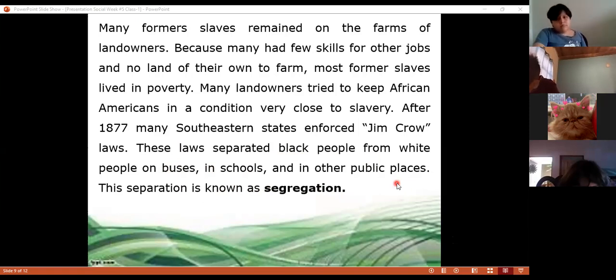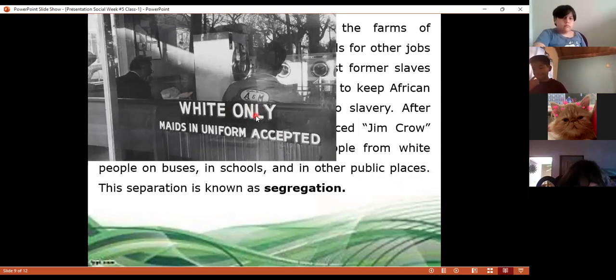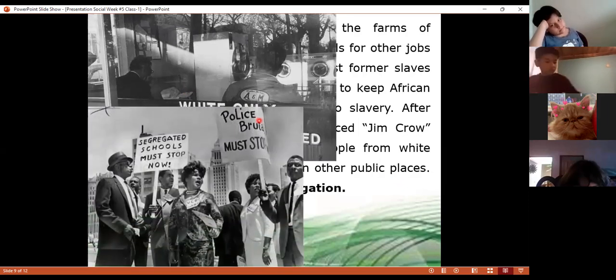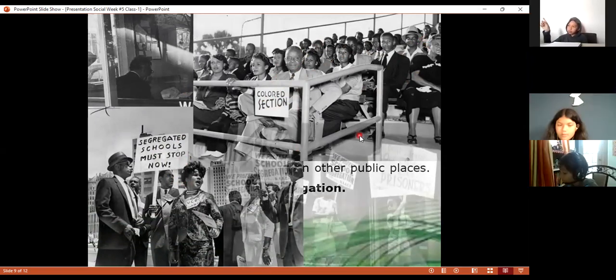In those times, it was so difficult for this type of people, class. Now we can live with them. We don't do that. You see, look at here. White only, maids in uniform accepted, it says. In public places, it was like this. Segregated schools must stop now. They were fighting to abolish this. It was like this: colored section, just Black people can be seated here. That is discrimination. And in those times, a lot of people suffered discrimination, class.